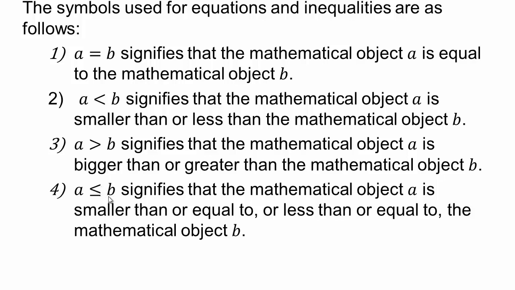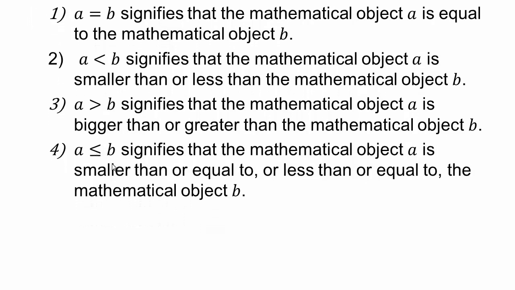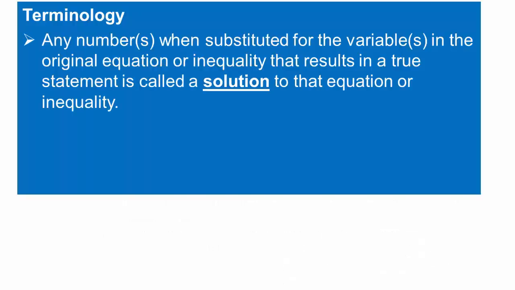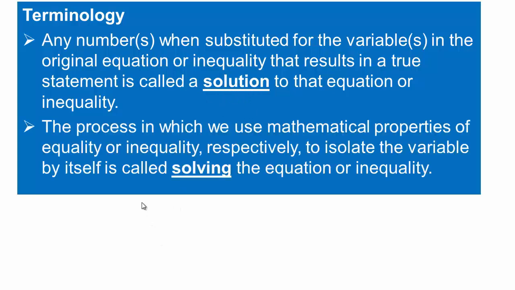That's what this little bar on the bottom means, less than or equal to. And this would be A is greater than or equal to B. So A can be bigger than B, or you're allowing for the possibility for A to be equaling B. So any number, when substituted for the variable in the original equation or inequality, that gives us a true statement is called a solution to that equation or inequality.